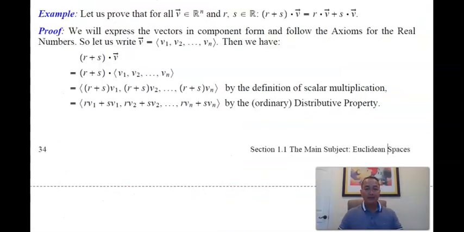All right, so here's that example. We are going to prove that for all vectors v from Rn, and for all scalars r and s, the quantity r plus s times the vector v is exactly the same as r times v plus s times v. So this looks almost exactly like the distributive property that we have for real numbers. And in fact, that is something that we are going to see in a few minutes.